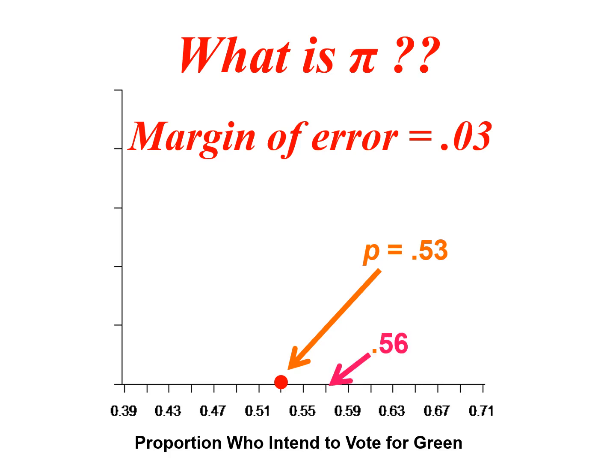Given that her margin of error is 0.03, the pi value might actually be 0.56, which is 0.03 points away from 0.53. Or the pi value might actually be 0.50, which is 3% below 0.53. Or pi might actually be anywhere between 50 and 56. But she is 95% sure that pi lies somewhere on this line or interval between 50 and 56.